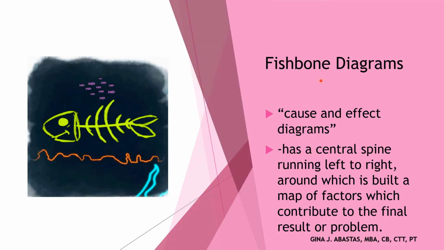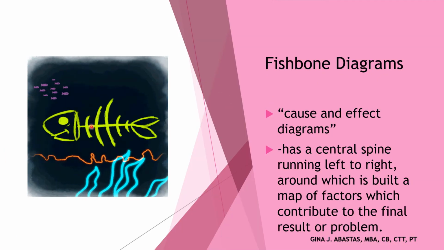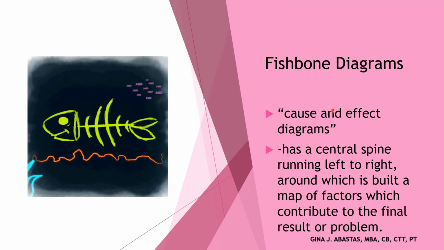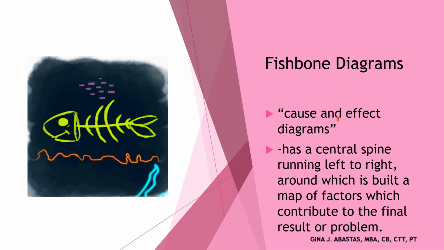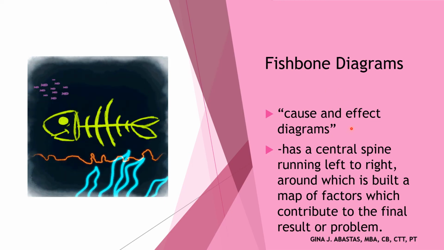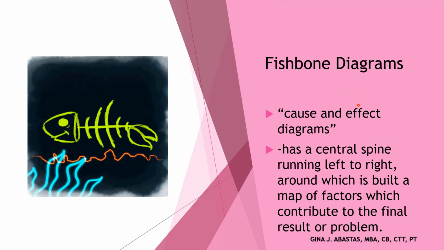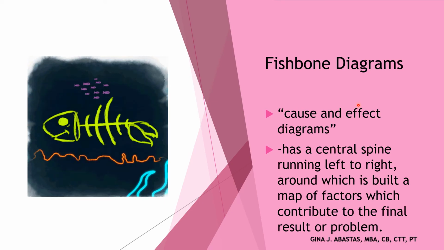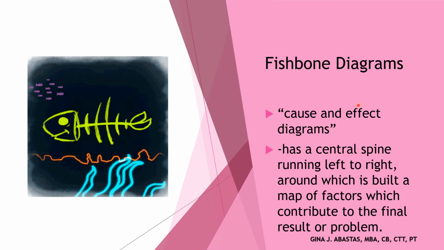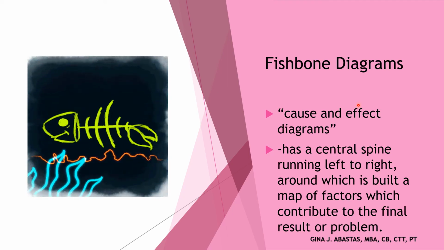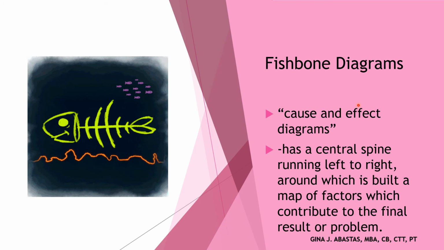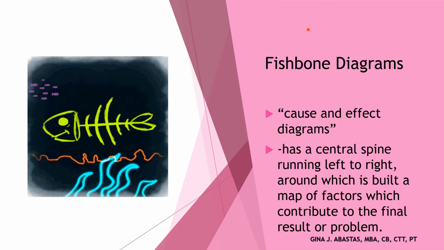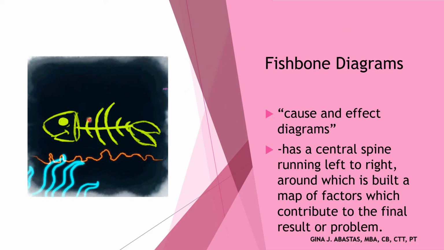Next, we have the fishbone diagram. Just like this, okay, I know that we have seen a fishbone. This is also called the cause and effect diagram and the Ishikawa diagram. It is named after Kaoru Ishikawa, a Japanese professor who specializes in industrial quality management and engineering, who devised the technique in the 1960s. The Ishikawa diagram became known as the fishbone diagram because obviously it looks like a fish bone.